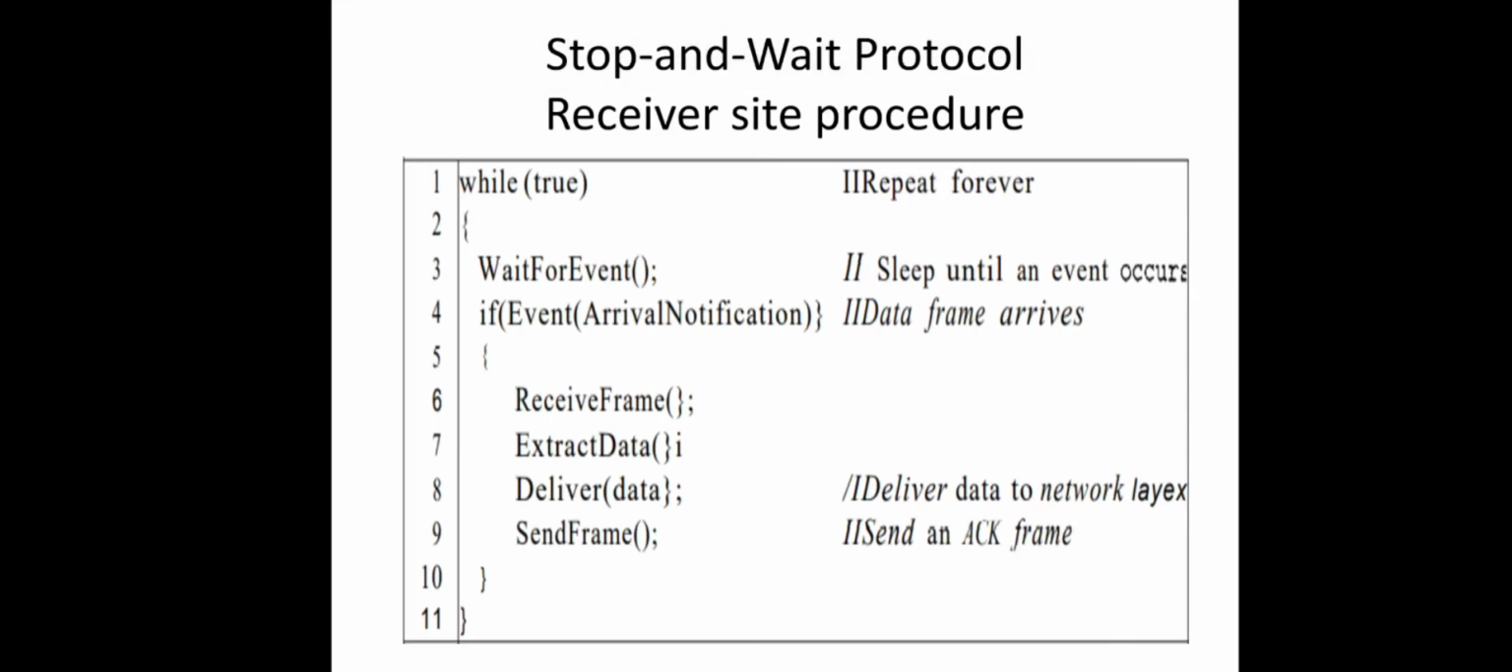And at the receiver side, first it waits for some data from the physical layer. If it receives data, it receives the corresponding frame, extracts the data part as a packet, delivers the data to the network layer, then sends a frame to the physical layer, through which it can send the corresponding acknowledgement to the sender. This is a send frame operation. So this is the stop and wait protocol.